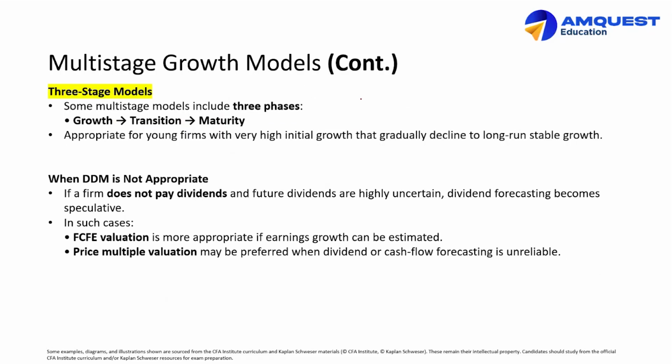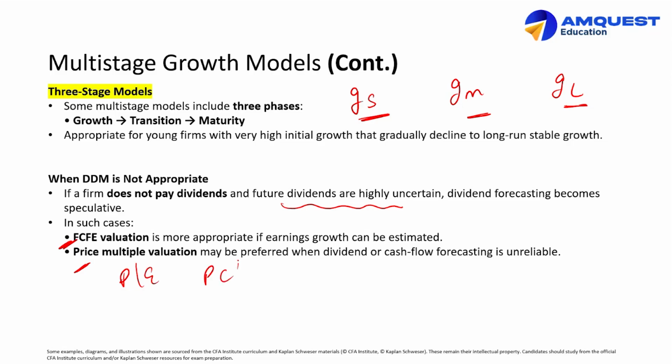Then there's the three-stage model. This is also an example I've given. You have a GS, you have a growth in the medium term, and you will have a growth in the long term. So this is the growth phase, this is the transition phase, and this is the maturity phase. It is appropriate for young firms with high initial growth that gradually decline to a long, stable growth rate in the future. When is DDM not appropriate? When the firm does not pay dividend, future dividends are highly uncertain, or dividend forecasting becomes speculative. In such a case, you will use FCFE, or other valuation methods like price to earnings, price to cash flow, price to book value, which we will learn now.